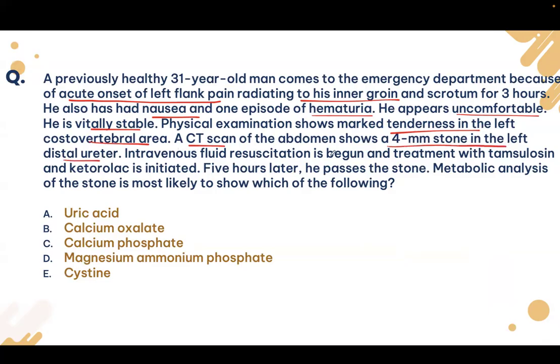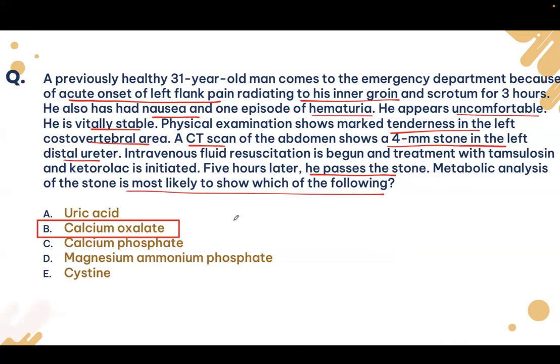They started him on fluids, and they started him on tamsulosin, which is an alpha blocker, and ketorolac is also initiated. We're all good until now. Five hours later, he passes the stone. Metabolic analysis of the stone is most likely to show which of the following? I want you now to pause and then answer the question. I assume you did. Now let's move on to show you the answer. The answer here is calcium oxalate stone.